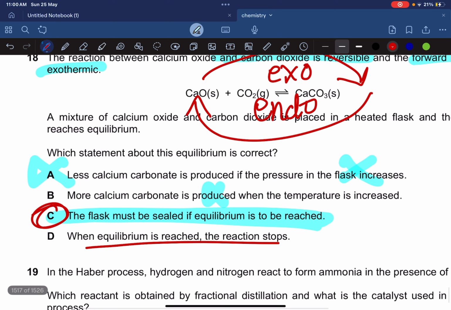Option D, when equilibrium is reached, the reaction stops. That's completely incorrect. The reaction keeps on continuing, but what happens is the rate of the forward and the backward reaction are equal. Hence, you feel as if no reaction occurs because the concentration and the amount of your reactants and products remain unchanged, but the reaction is still continuously happening.